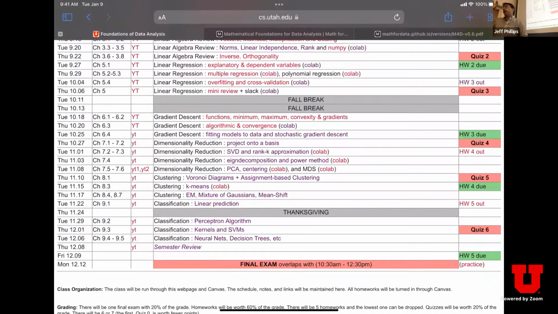Probably, how many have seen the SVD before? How many? Oh, okay, good. A few people. A lot of people have not seen this before. It's not always taught in the linear algebra course. In my opinion, it should always be taught in the linear algebra course, but it's not always taught. So we'll go over it here.